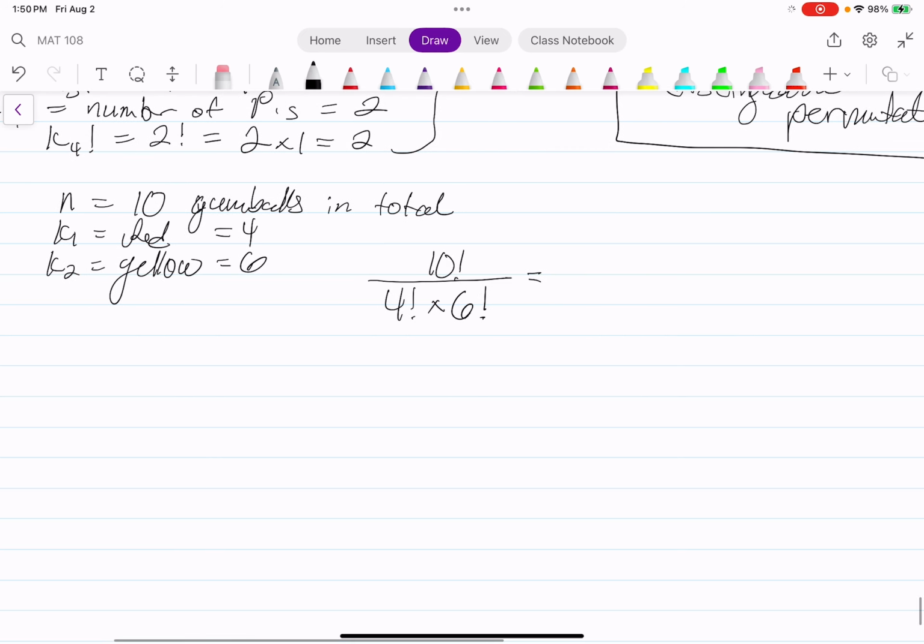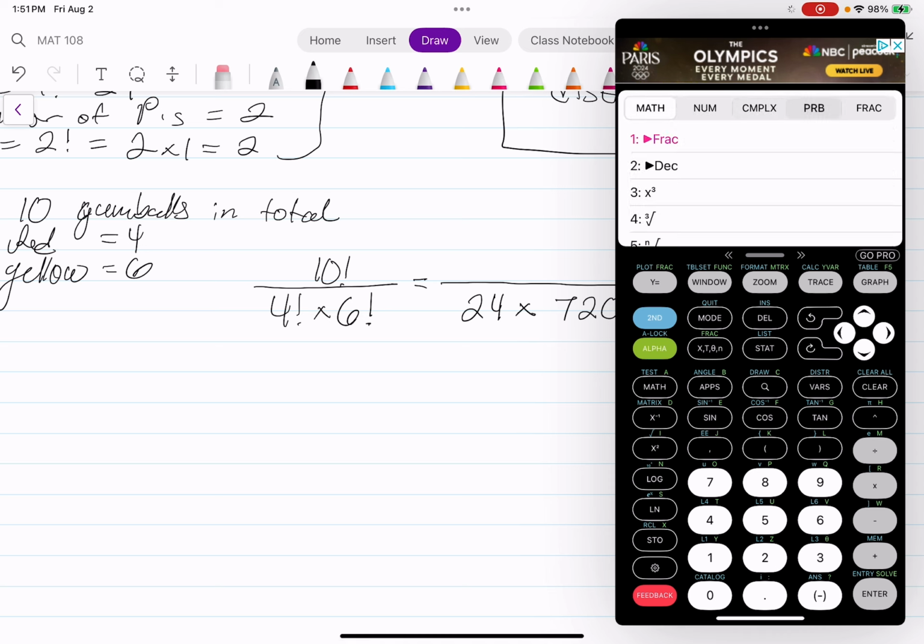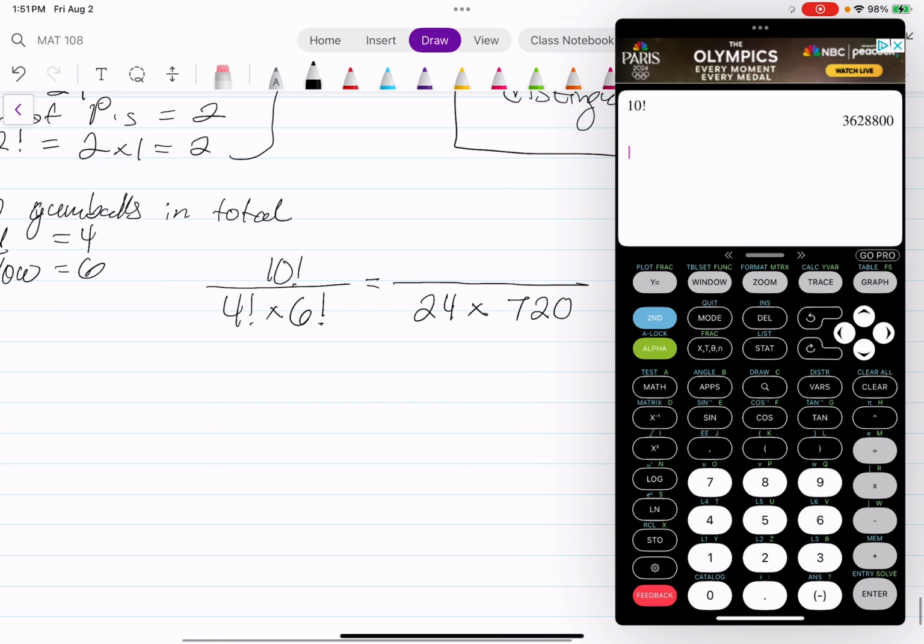So 10 factorial, I'm not too sure what that is, but 4 factorial we know is 24 from the previous video. And 6 factorial, I know that's 720: 6 times 5 times 4 times 3 times 2 times 1. But when we do 10 factorial, go over to PRB, that gives us 3,628,800. So it looks like it's a number in the millions.